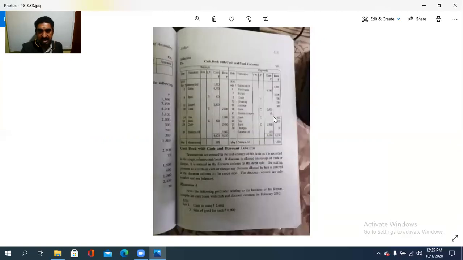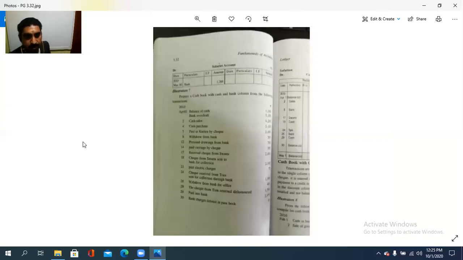By electric charges in the cash column. Then next is, what is that? Check received from Tom sent for collection through bank. Receive the check from Tom, that is the first entry you need to pass, and send it to bank for collection, another entry you need to pass.